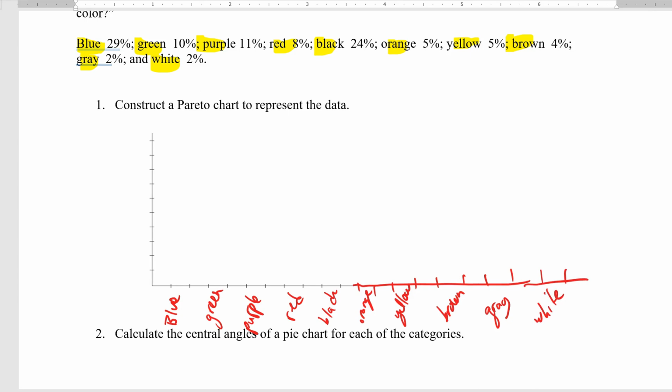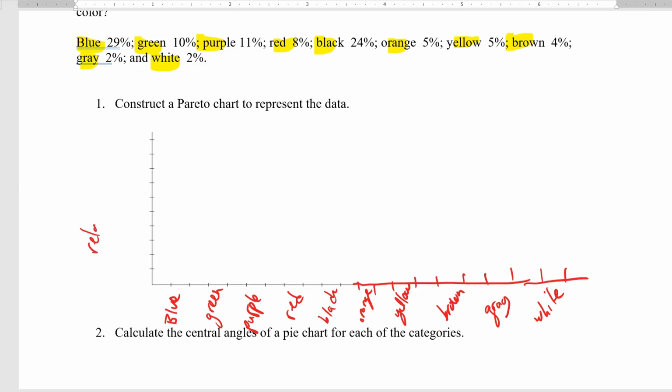Okay? So those categories go down on the x-axis, but they were not put together. They are separated. The y-axis is still going to be the frequency, or in this situation, it will be a relative frequency.